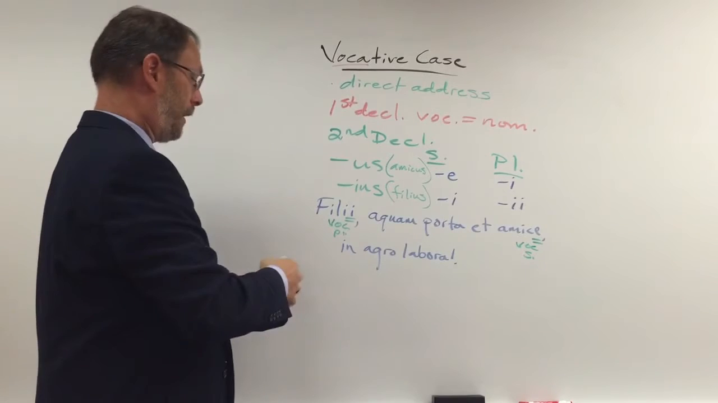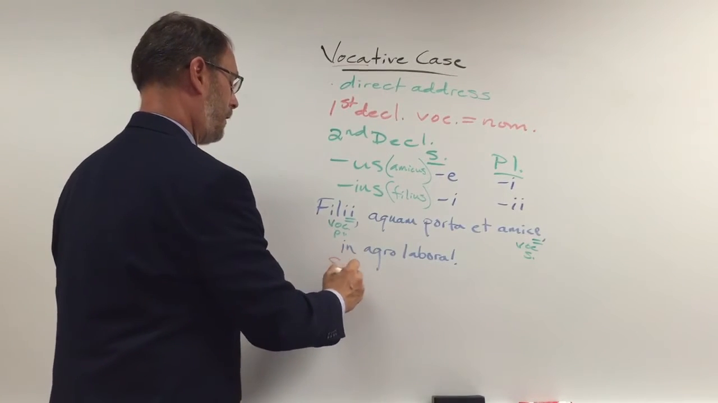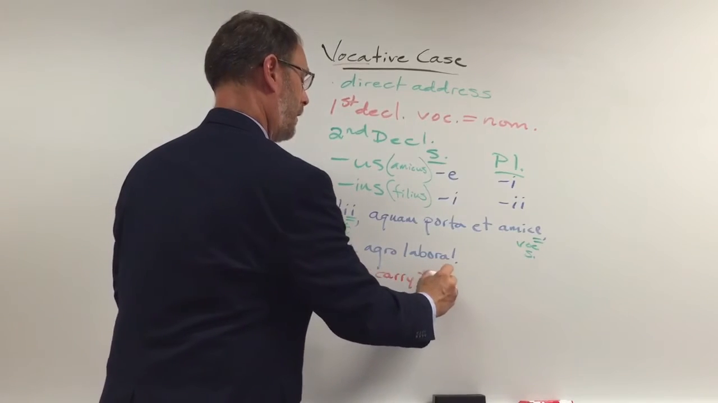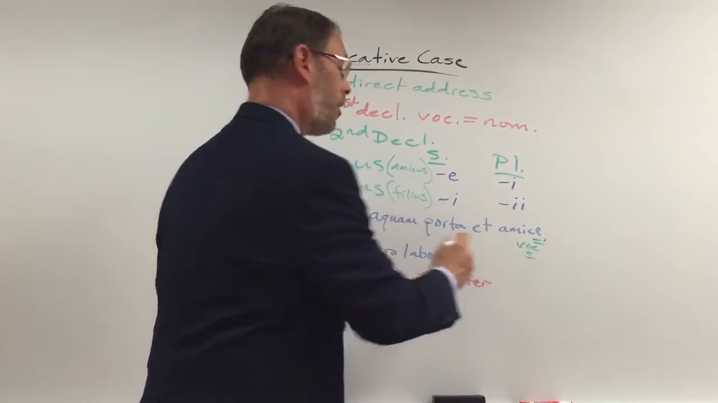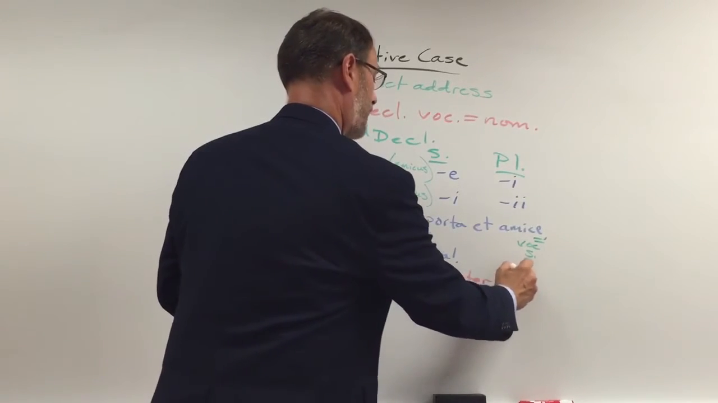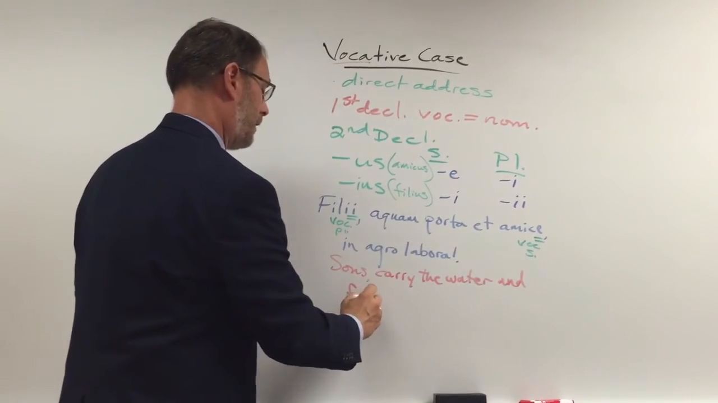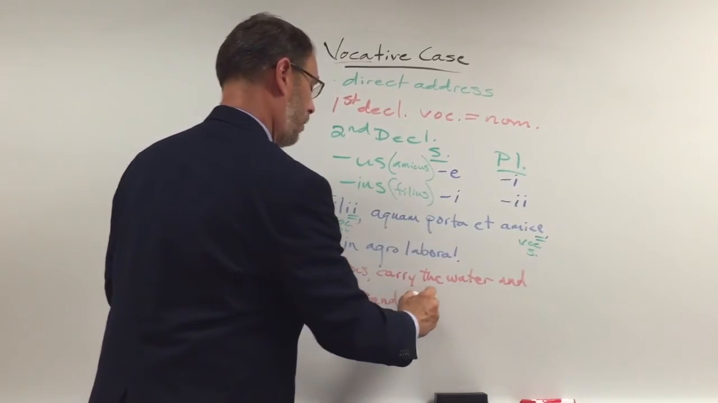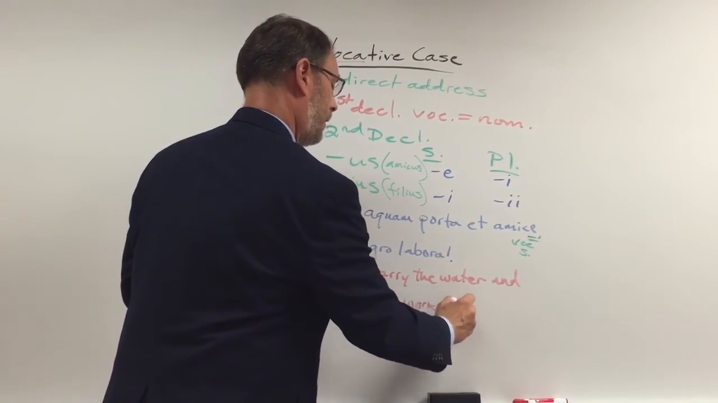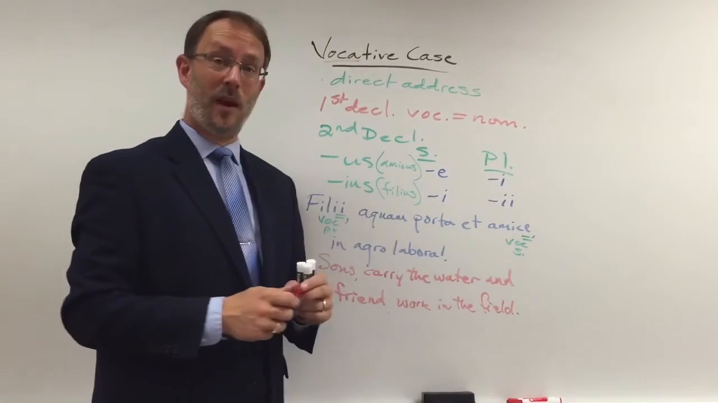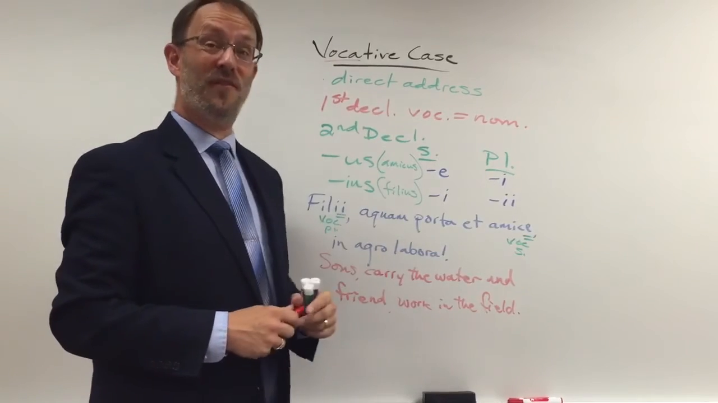So what are we really saying here? Well, we're saying, sons, carry the water. All right, so maybe I've got multiple sons working on my farm, and I'm telling all of them, hey, I need all you guys to carry the water. And friend, I've got one friend who came over to help me. Friend, work in the field. So when you're directly addressing somebody, you use the vocative case.